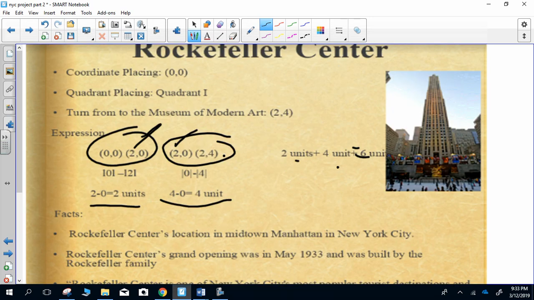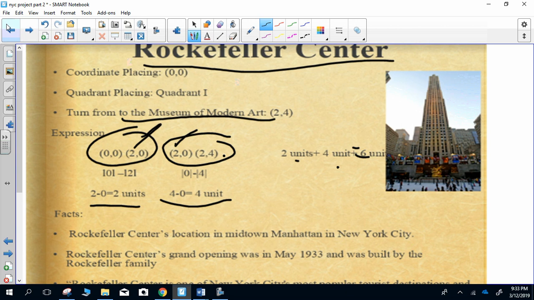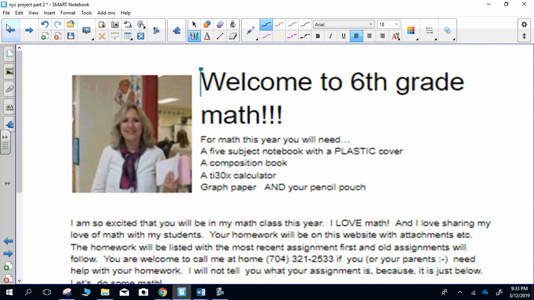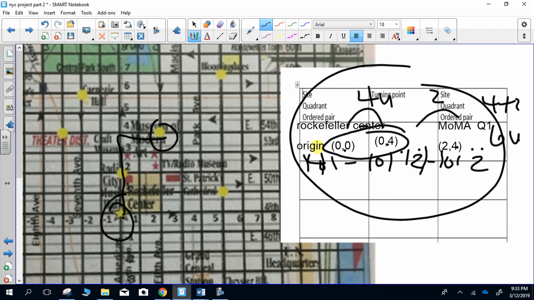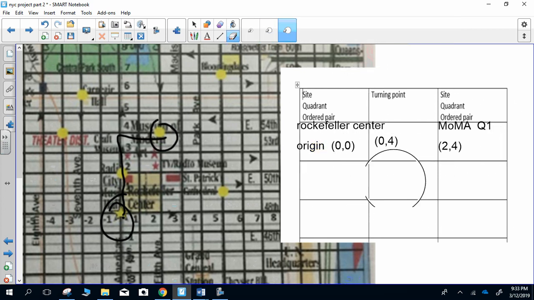And notice here that they say this is where they started, and they're going to the Museum of Modern Art. So what you're going to do today in class is this. You are going to fill in this table using the map. Now, in class, because the maps are all in plastic sleeves, you can use dry erase markers to write on the map to figure out where your points are and your turns are and so forth.